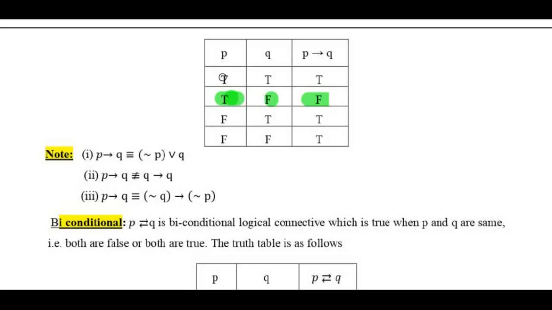Here you see, first statement true, second statement true, so you get true. First statement false, second statement true, you get true. So only it satisfies this condition: the first statement compulsorily should be true, the second statement compulsorily false, then P then Q is false. The rest of the cases are true.